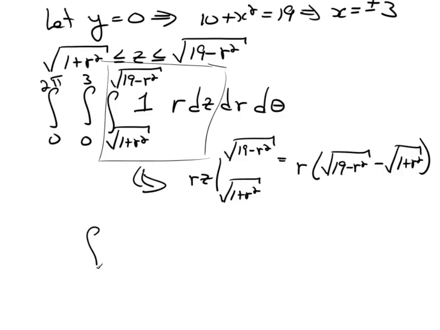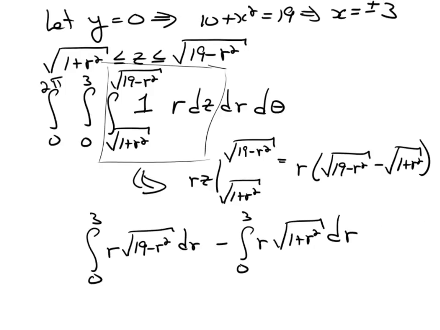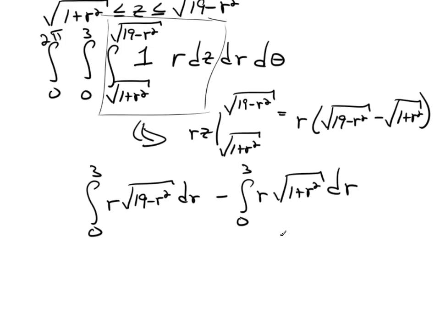So now I'm going to integrate from 0 to 3, and I'm going to distribute this r. I'm going to have the integral from 0 to 3 of r times the square root of 19 minus r squared dr, minus the integral from 0 to 3 of r times the square root of 1 plus r squared dr. Now you may or may not have needed to break that up. I just think it's a little bit easier for explanation to break it up.